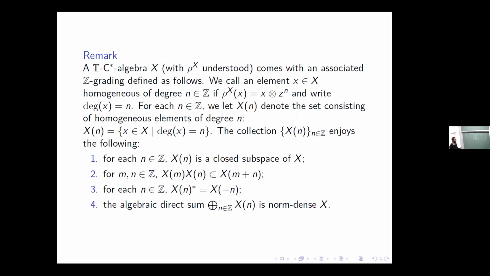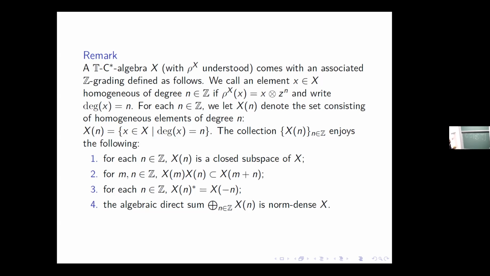This is a remark. A T-star algebra comes equipped with a Z-grading, which is defined as follows. Z is the generator of C(T), the continuous functions on the circle. We call an element x inside big X homogeneous of degree n if the coaction on the element x sends x to x tensor Z to the n. And for each n in Z, we take big X_n to be the set of all homogeneous elements of degree n.